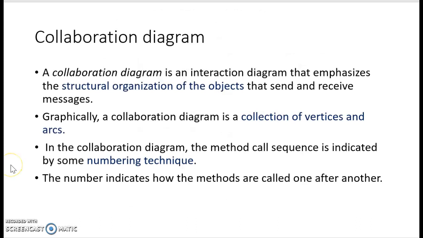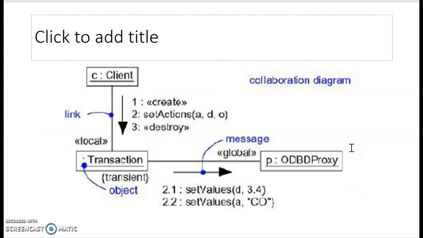Now let us see about the collaboration diagram. Collaboration diagrams are also interaction diagrams, which show the structural organization of the objects that send and receive messages. Again, there is interaction of the objects by sending the messages. It is shown by the collection of the vertices and the arcs. The method call sequence is shown by the numbering technique. So here in this case, the numbers are given to the methods in the form of the sequence which is taking place one after another.